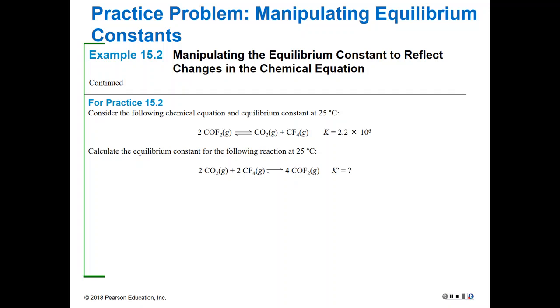So what are the steps we're going to take to find the K for this? First step is what? Yeah, inverse. First step is inverse. And then we know everything was multiplied by 2, so we take it to the power of 2. So it would be 1 over 2.2 times 10 to the 6th, whole thing taken to the power of 2. Okay? That's how you work those problems.